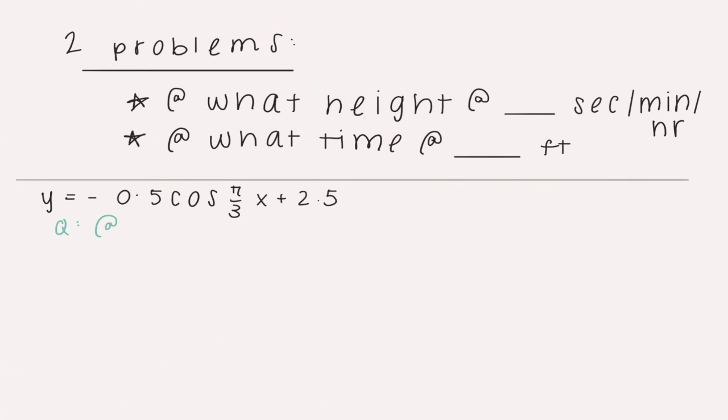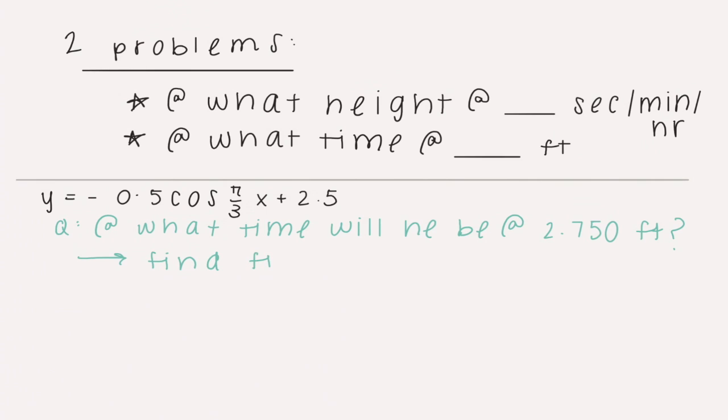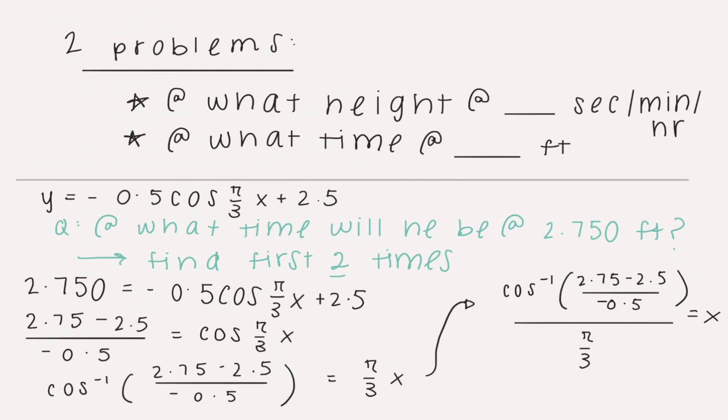So another type of problem would be if we have to find an x value from a given height. So for example, in this problem, we have to find the first 2 times when he will be at 2.75 feet. So if we set up the equation, we put the 2.75 into the y, and then we bring over the 2.5, so you subtract that and then divide by the negative 0.5, and then you have to do the inverse cosine of that quantity. You don't do the inverse cosine of the pi over 3. So after you do the inverse, then it becomes that whole thing equals pi over 3x.